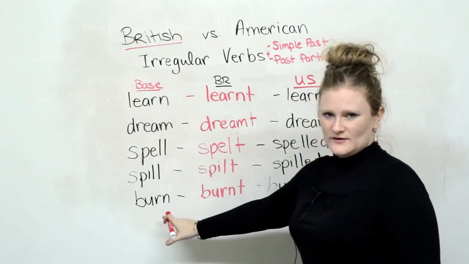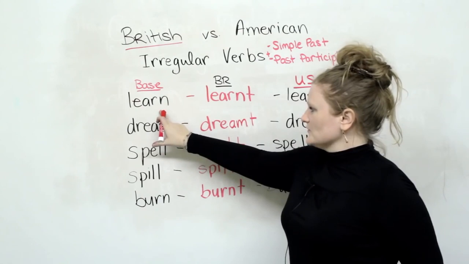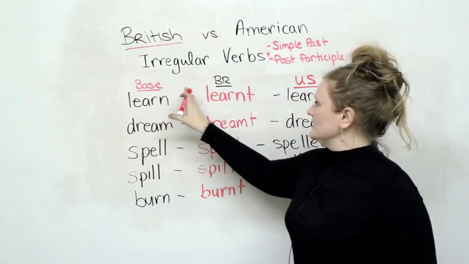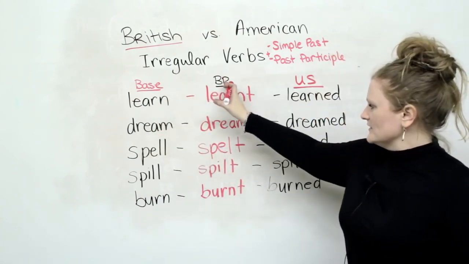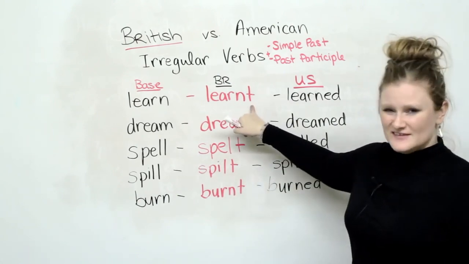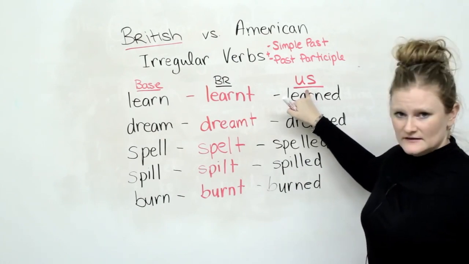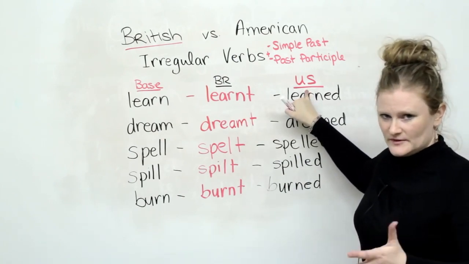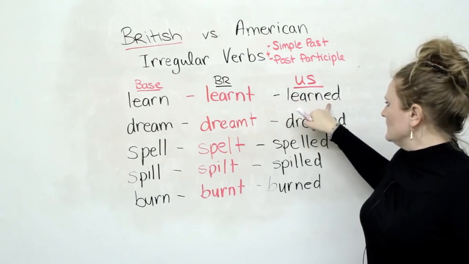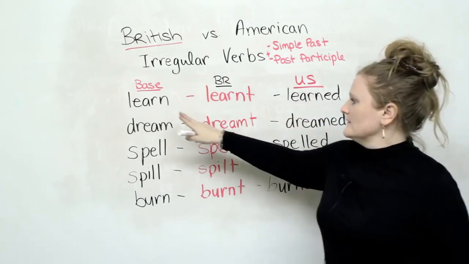All of these words that I've written in black here are base verbs. The first one is learn. In British English, the words in red, we end these with a T sound. And in American English, and I say American English, but sometimes Canadian English, we end them with a D sound. So let's go through this.